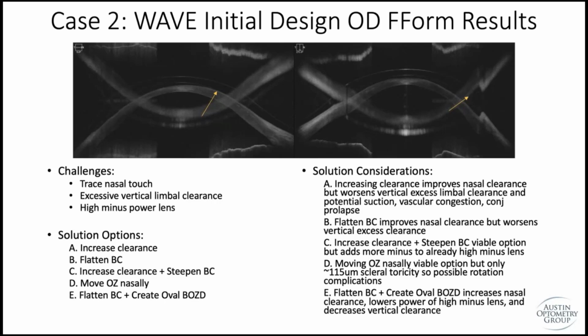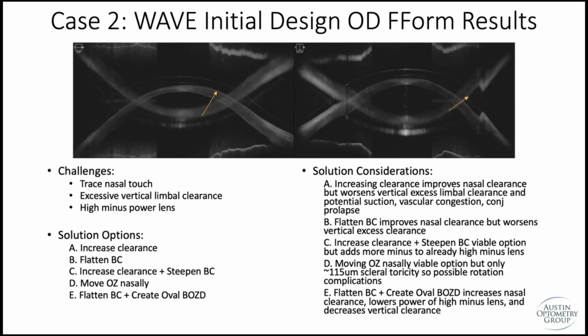So I flatten the base curve to get over that nasal area, and then created an oval optic zone. Essentially an oval optic zone just brings in the point at which the lens is first going to diverge from the optic zone. It's going to take a little bit of a shorter path to the landing zone than if I kept it at a full size optic zone.